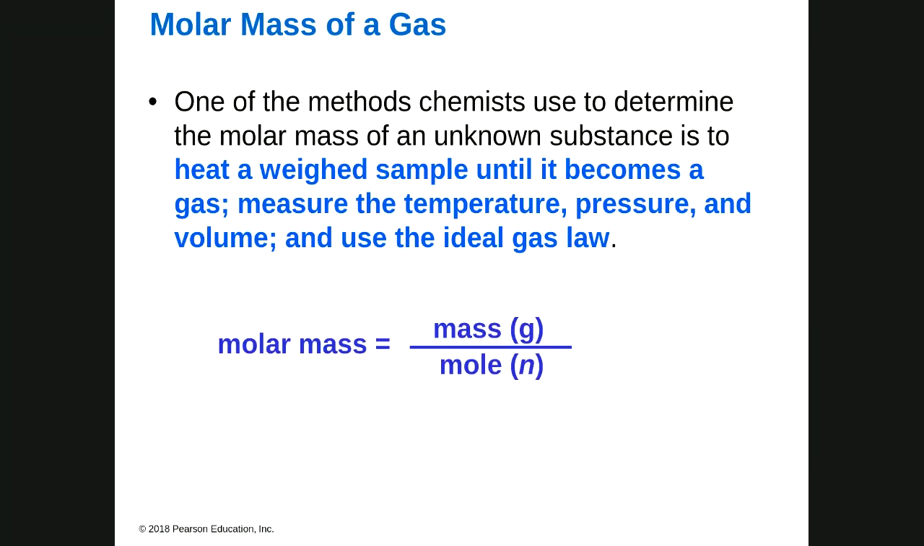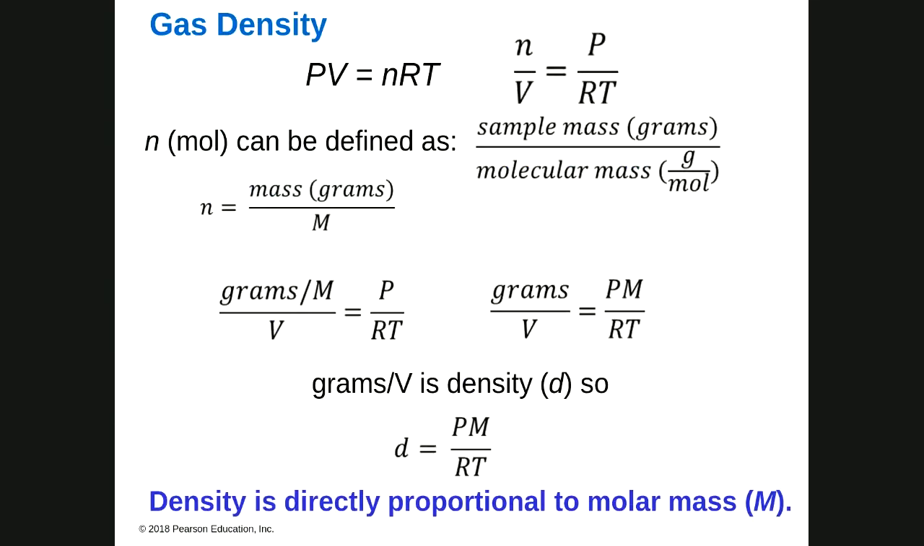So one way as chemists, we can determine the molar mass of an unknown and figure out what it is, for instance, is to heat a weighed sample until it becomes a gas. Once it becomes a gas, we measure the temperature, the pressure, and the volume, and then we use the ideal gas law to figure out what the molar mass is. So that molar mass is proportional to the density.